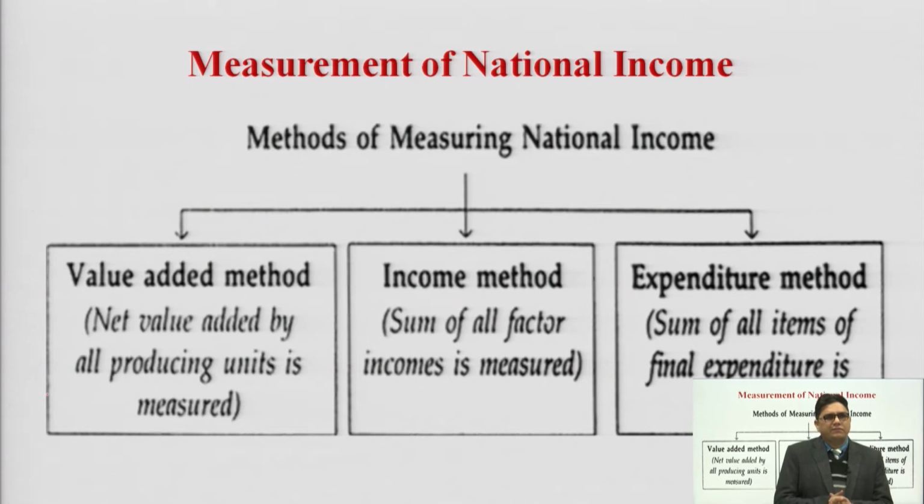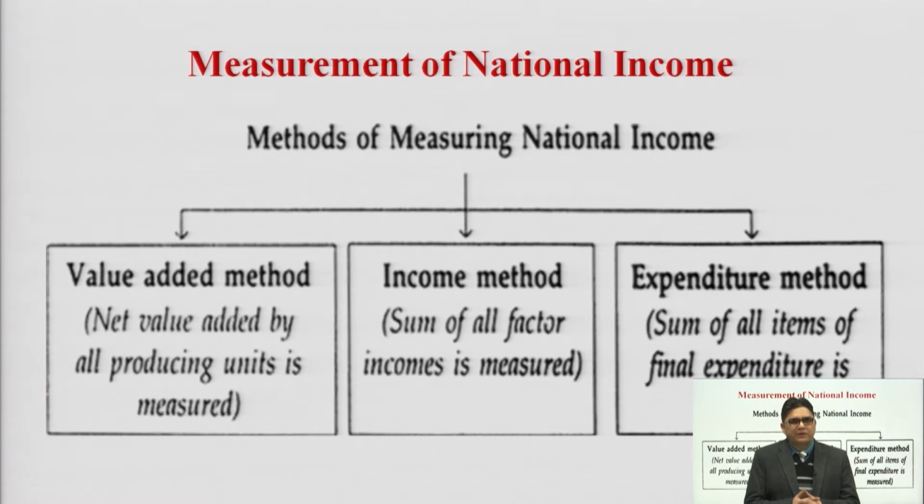In the value added method, we have two ways to calculate it. First is the product method. In the product method, we can take all final goods and multiply them by their current or prevailing prices. So, easily we can calculate the GDP by the product method. Next is the value added method.